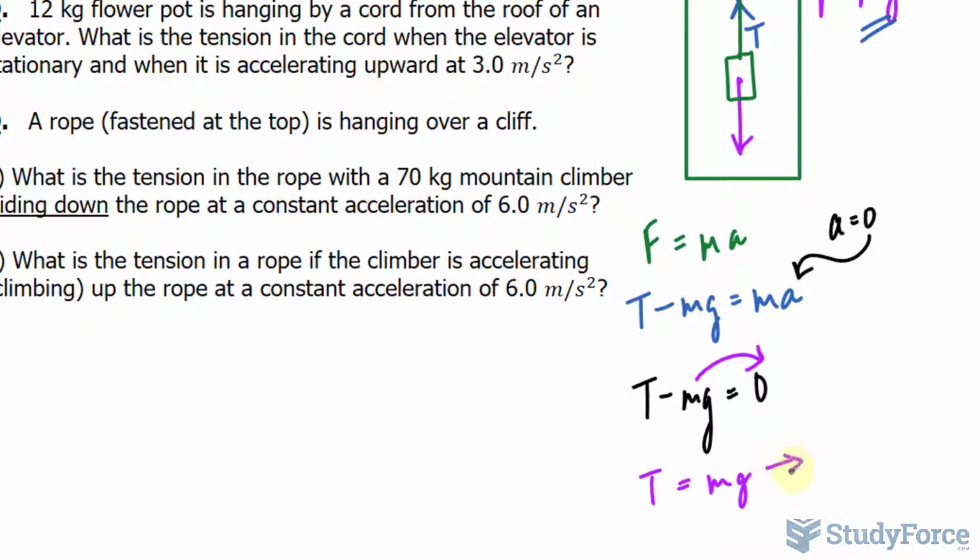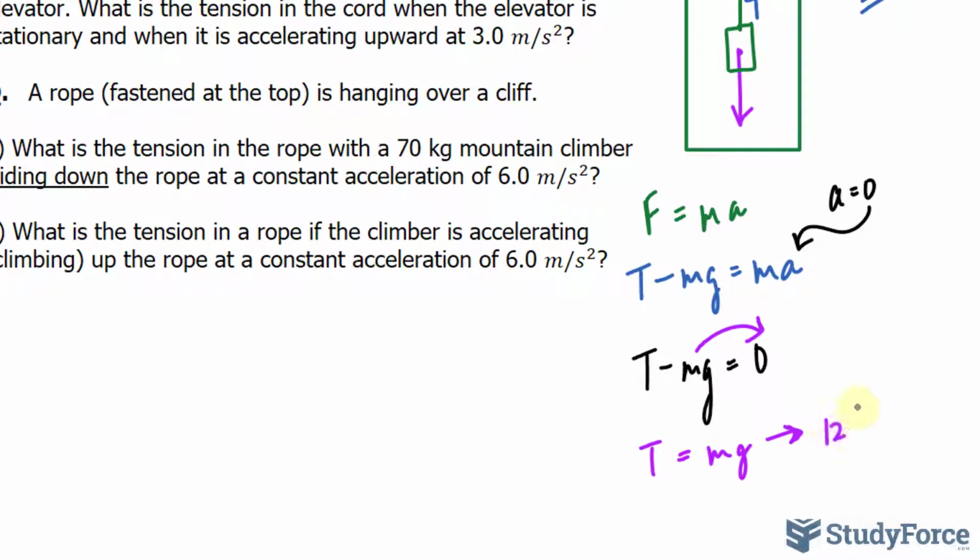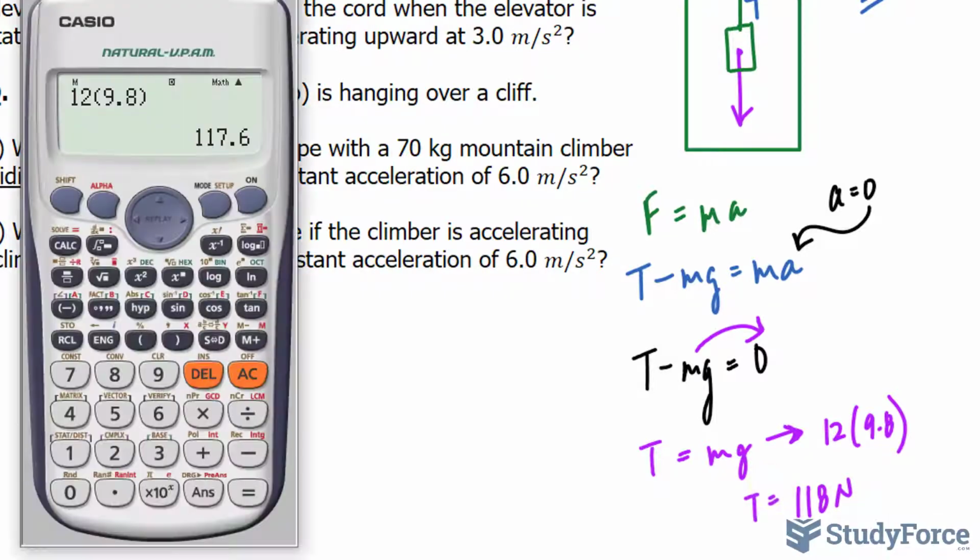Therefore, to find tension when things are stationary, we take the mass of the object, being 12, and multiply it by 9.8 meters per second squared. Multiplying these numbers out, you should end up with 118 newtons. Then you can verify that on your calculator, shown here. Of course, I've rounded it up.